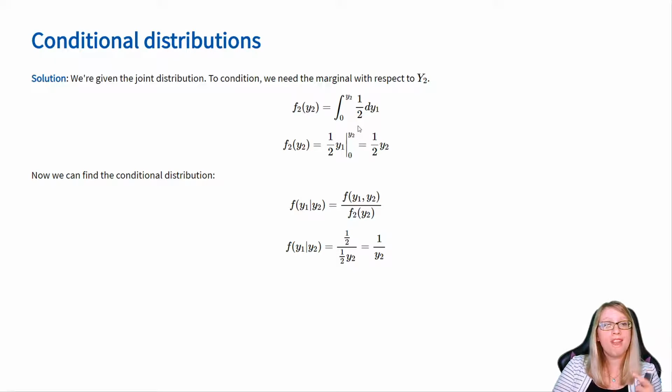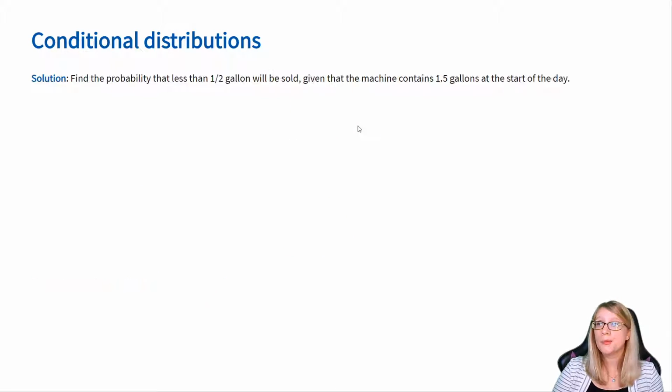So given some value of y2, this is how y1 will be distributed. We still have that bound on y1. We haven't gotten rid of it because y1 is conditional on what we're observing for y2. So y1 is allowed to range from 0 to y2 here.